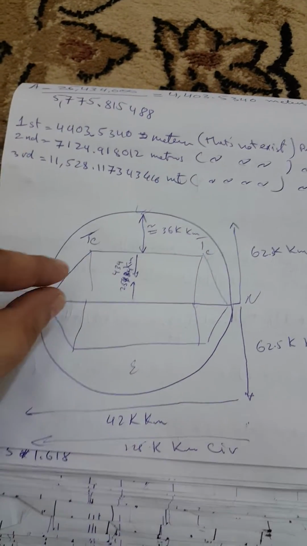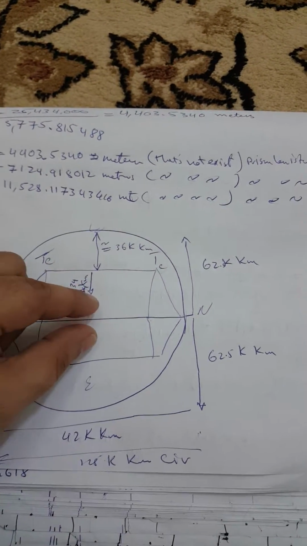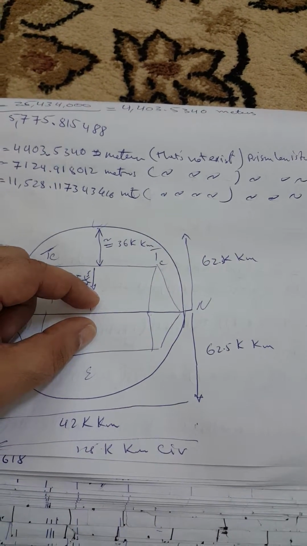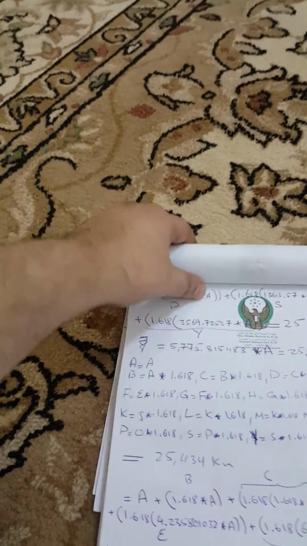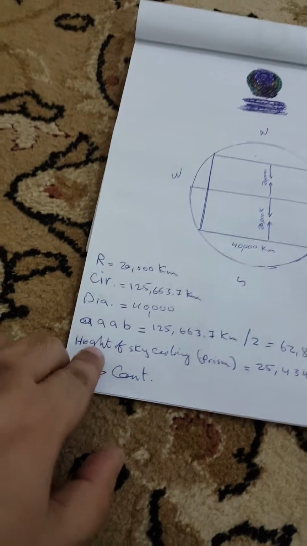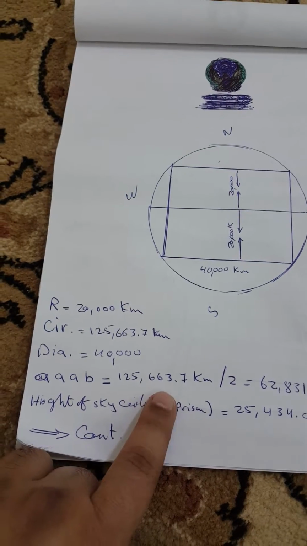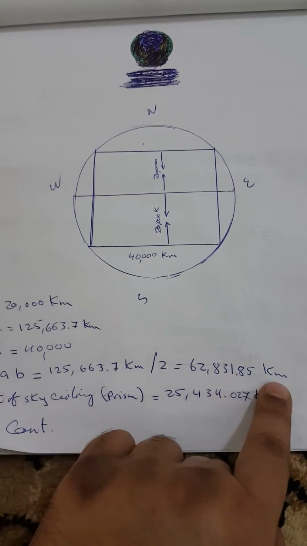But it's not only 62,500 kilometers, there is also the earth's thickness, the ground itself which we are sitting on. So I did some small calculations, which I will show you right now, to give you a brief idea of what I went through. First of all, as above so below, that's 125,663.7 kilometers divided by 2, which is 62,831 kilometers.